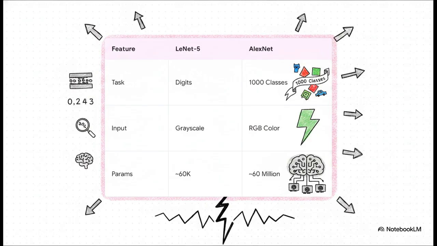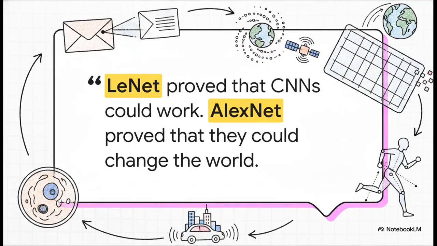AlexNet achieved an error rate of just 15.3%, beating the traditional handcrafted competition by over 10 percentage points. I mean, it was an absolute earthquake in the computer vision community. There's a great saying in the field. LeNet proved that convolutional networks could work, but AlexNet proved that they could change the world.